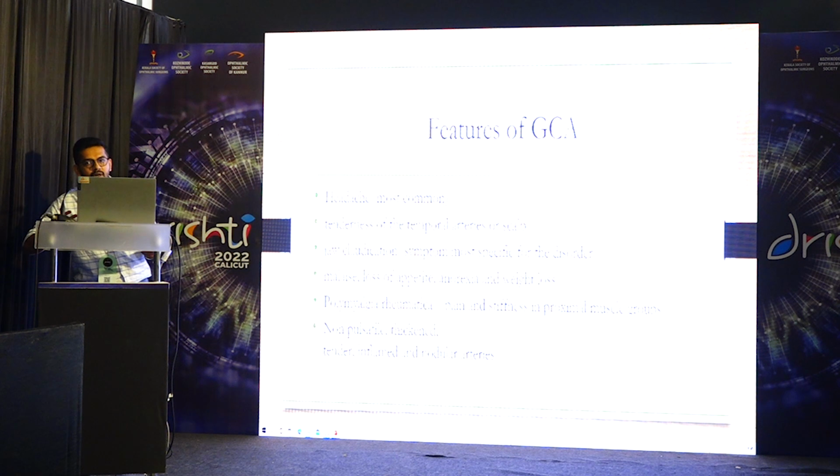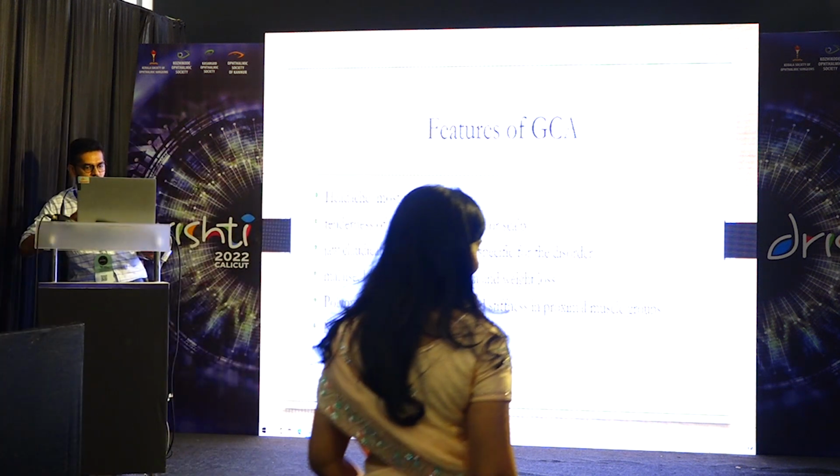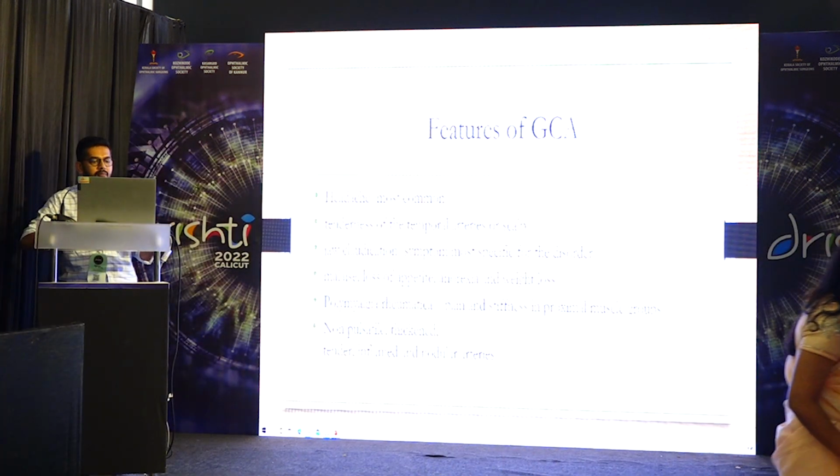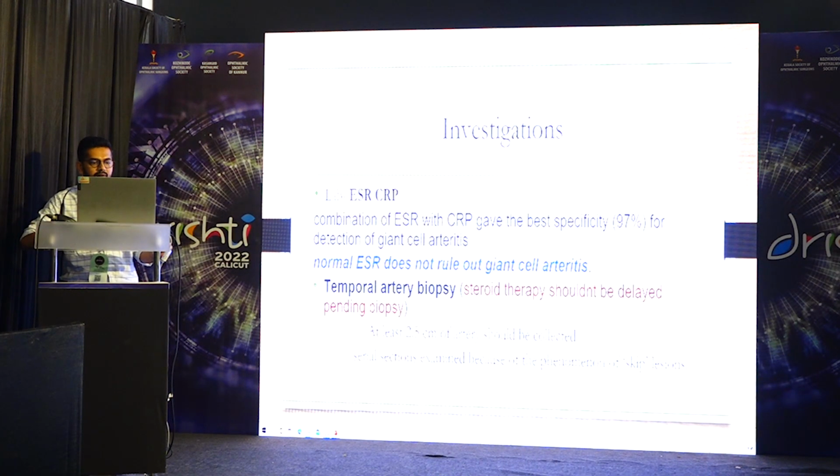We should always ask for other systemic features of giant cell arteritis such as headache, jaw claudication, which is pathognomonic of GCA, malaise, loss of appetite, anorexia, weight loss, tenderness that the patient may complain of while combing the hair, polymyalgia rheumatica, pain and stiffness in the proximal muscle groups, and they have non-pulsatile nodular arteries.